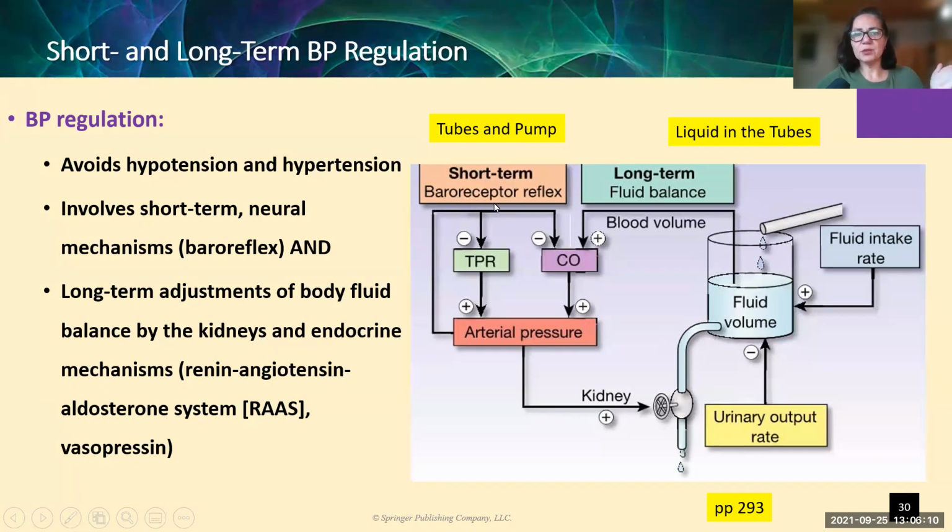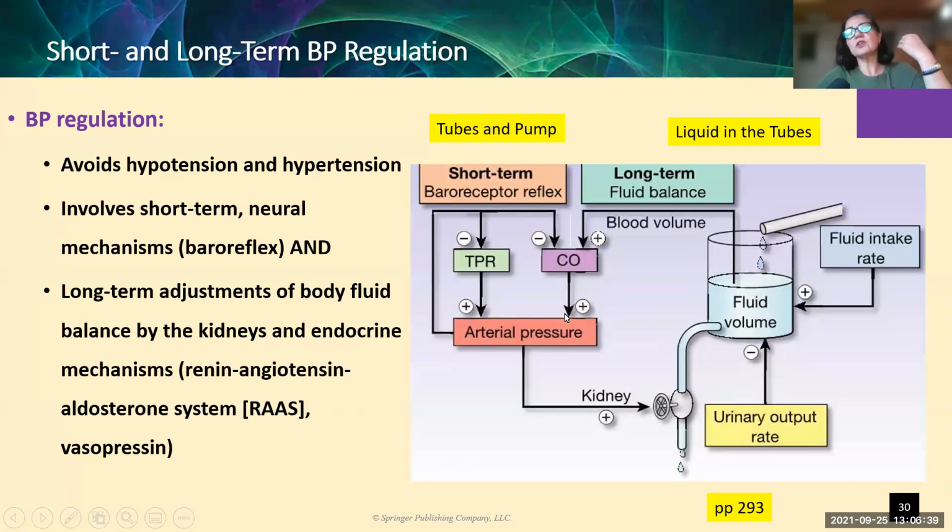We have this baroreceptor reflex that we're going to talk a little bit about. So very quickly we detect what the blood pressure is by receptors that are in the aorta and the carotids, and that information gets fed, integrated, and then there's some motor output to the blood vessels and to the heart, so cardiac output. And so we're going to get a quick change in the blood pressure.